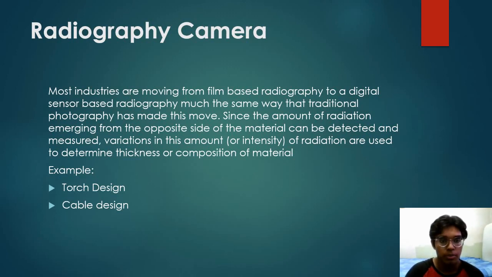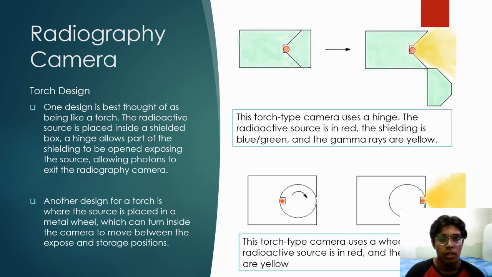So there are two examples, which are torch design and cable design. This is for the torch design. They have two designs. The first one has a hinge. The radioactive source is red, the shielding is blue or green, and the gamma ray is yellow. The second one uses a wheel. The radioactive source is red, and the gamma ray is yellow.